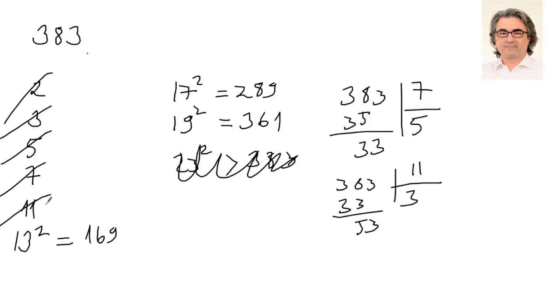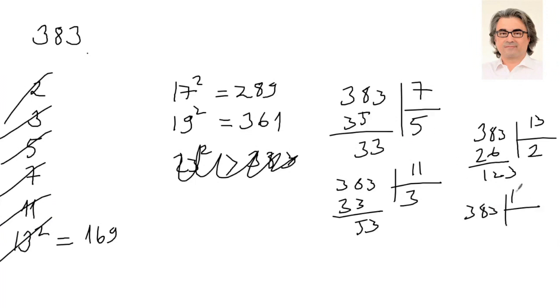What about 13? Let's try to divide here with 13. 26, 2 and 1. What about 123? Is it divisible by 13? No, so not 13. And what about 17? Let's divide here with 17. 2 times 17 is 34. And 43 is not divisible by 17. What about 19? The last one.